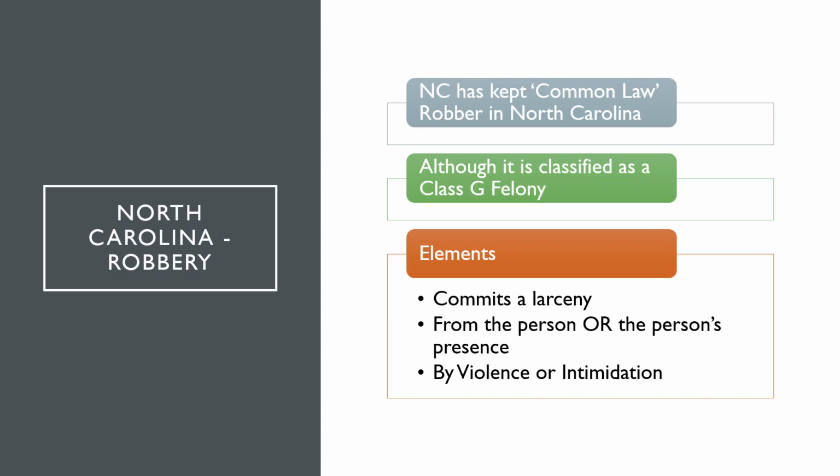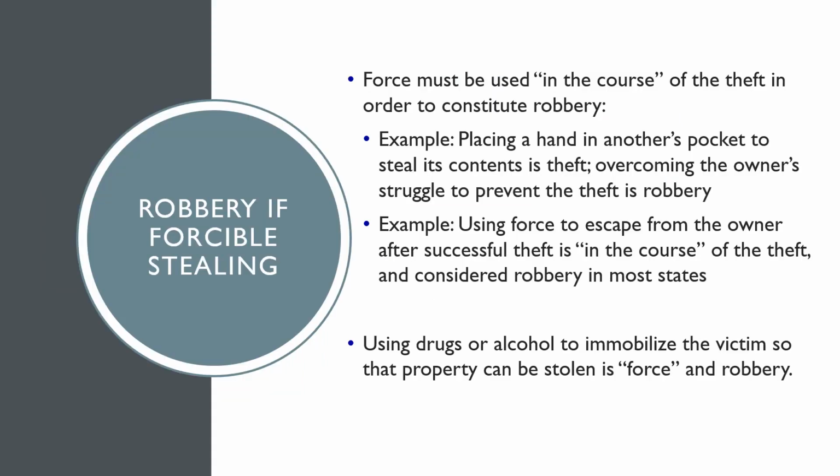And I would say the area immediately under your control. So the laptop in front of you, your book that you're reading that's by the nightstand, those would all be from your presence. And the final qualification is it has to be done by violence or intimidation. And the violence and intimidation is going to call for a little bit more of an explanation. Okay, so let's talk about that force, violence or intimidation in North Carolina.